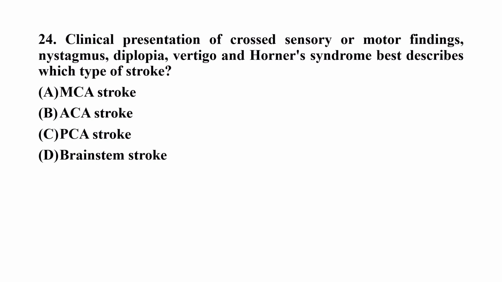Option D, brainstem stroke. Yes, it causes nystagmus, vertigo, diplopia. Diplopia means double vision. Then Horner syndrome. Horner syndrome includes ptosis, miosis, and anhidrosis, as well as crossed neurological signs that are seen in brainstem lesion only. So here option D, brainstem stroke, is the right answer.